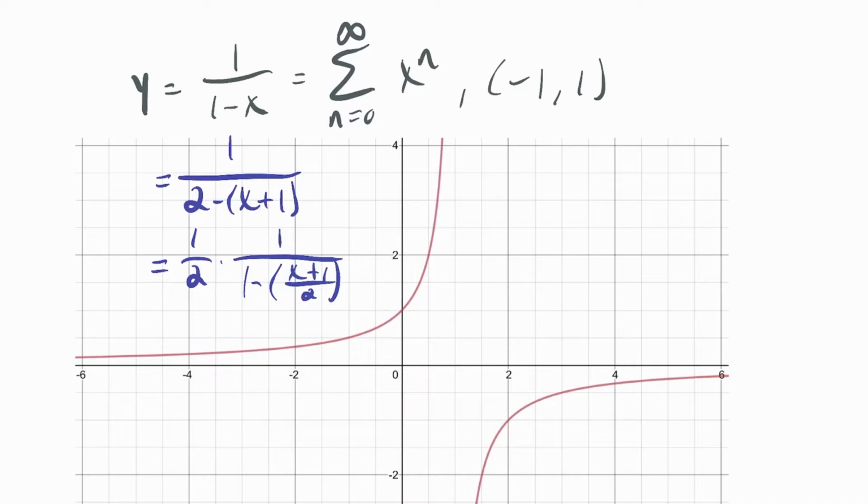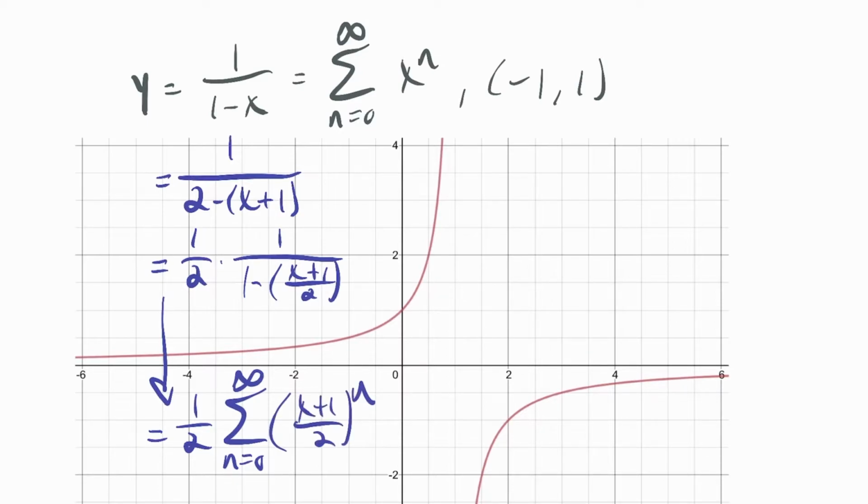So I can rewrite this as 1/2 times the series as n goes from 0 to infinity of x plus 1 over 2 to the n power. This is a power series representation for the same function with a different center.